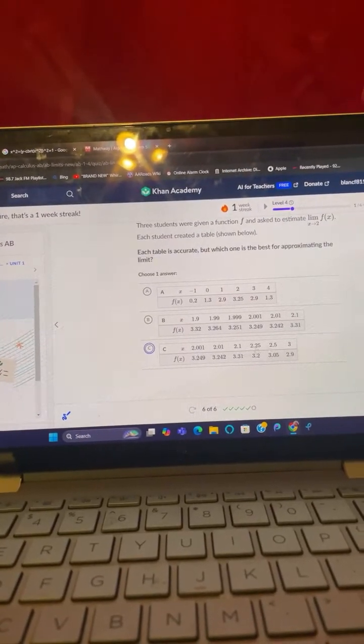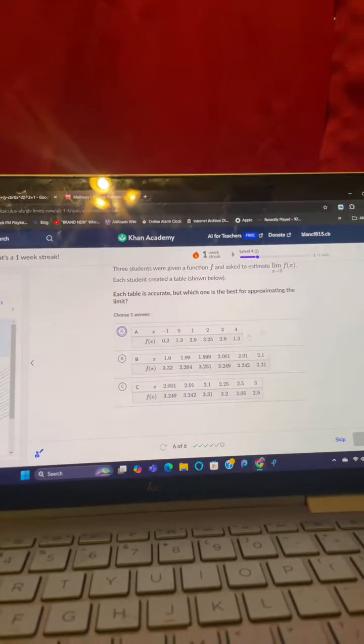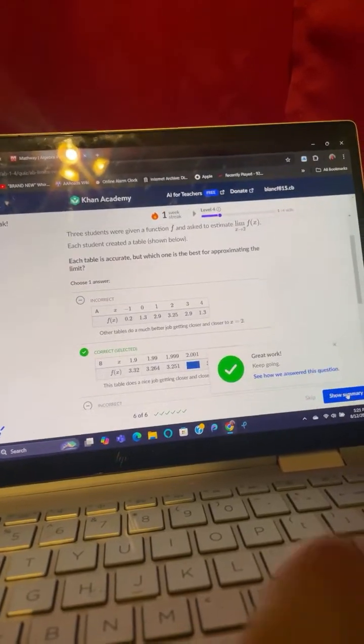This is what we want. Well, this one is part of it. This one just doesn't approximate. It goes from both directions, but not approximating. Let's go with B, final answer, yes.